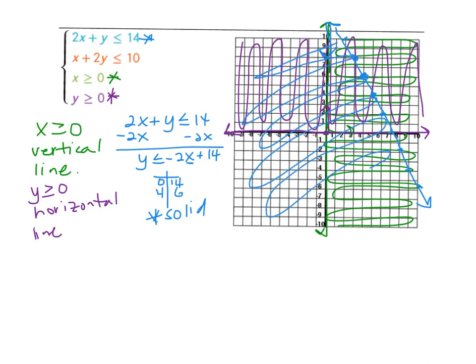Oofda, this is getting to be crazy. Can you tell what our shape is so far? It looks like it's a triangle. The blue, the green, and the purple overlap to form a triangle. But we have one more.